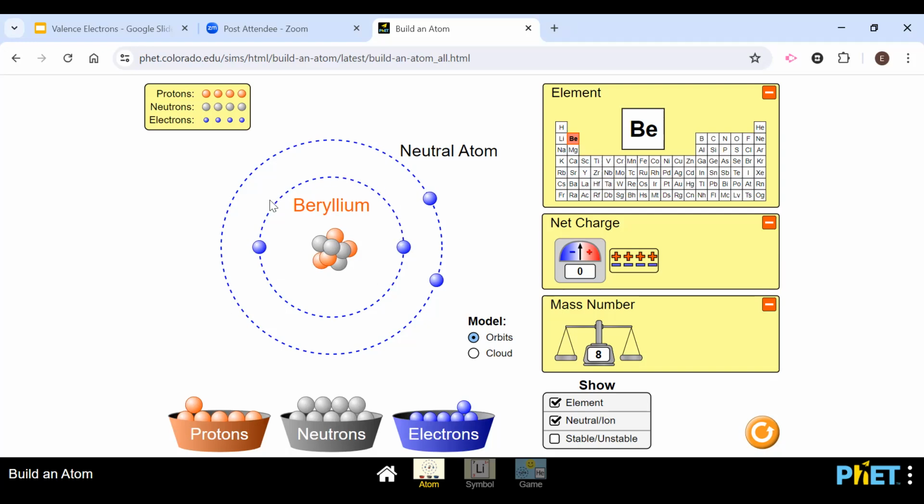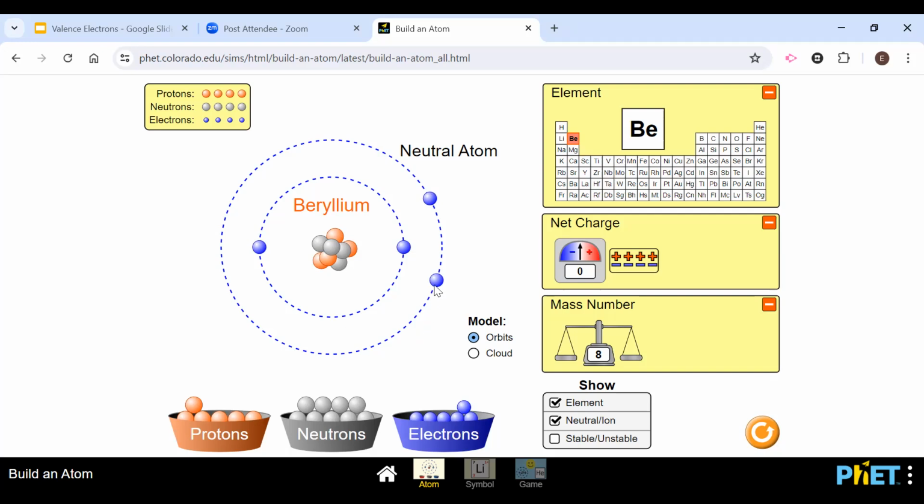Now, there are two electrons in this first energy level. There must be a maximum of two. After two, the next one can have a maximum of 8. This time, beryllium has 4 protons, 4 electrons. This is a neutral atom. This reminds us about what a neutral atom is, no net charge. So the first energy level can hold a maximum of 2. The remaining goes to this. But this second energy level can hold a maximum of 8.